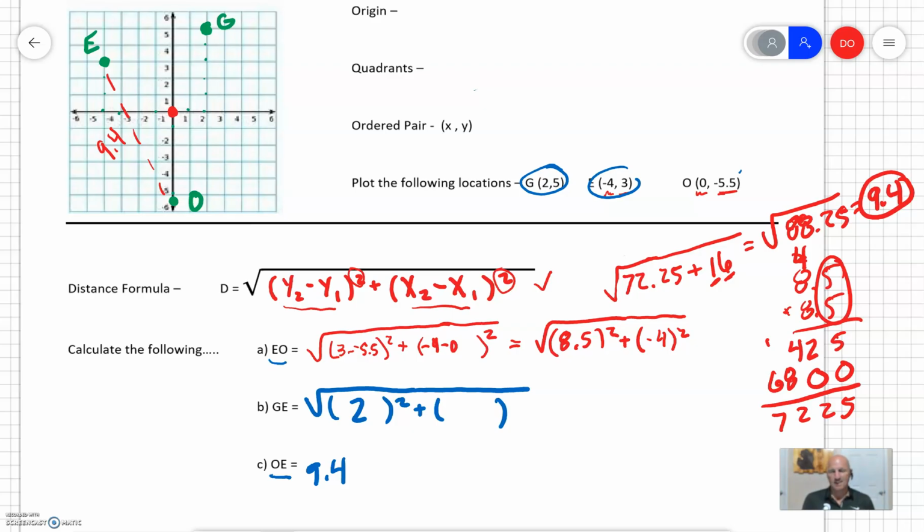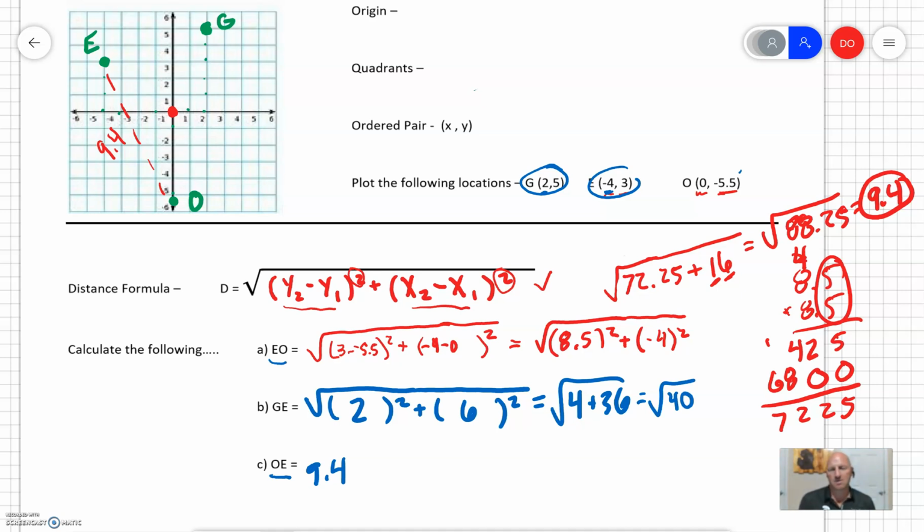I also want to subtract the x values. So I have 2 and a negative 4. So 2 minus a negative 4 is like adding 4. That would be 6. I'm going to square those. So 2 squared is 4. 6 squared being 36. So I really want the square root of 4 plus 36, which is really the square root of 40. So let's try to estimate this one.